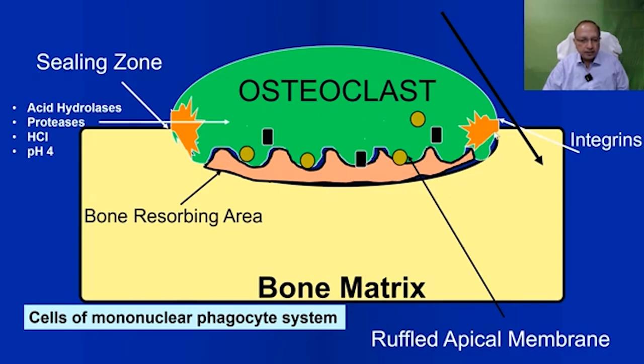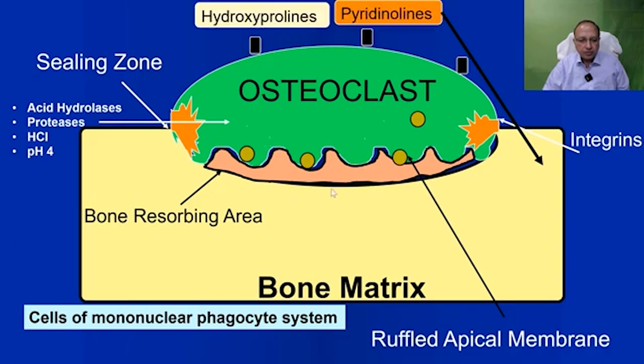And there will be acid hydrolysis, which will cause the release of hydrochloric acid, and the pH starts reducing. The pH even comes to the level of 4, and then proteases will also cause the degradation of the organic matrix, due to which we find that this pit is created and this bone resorption keeps occurring.